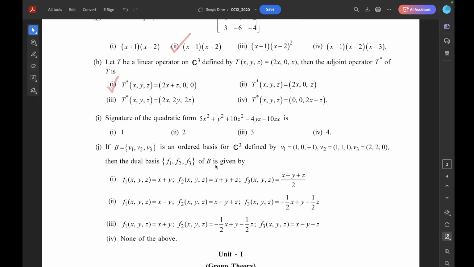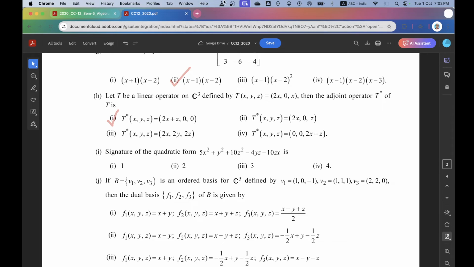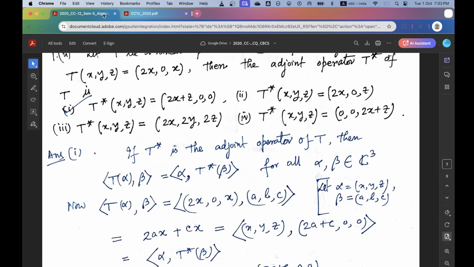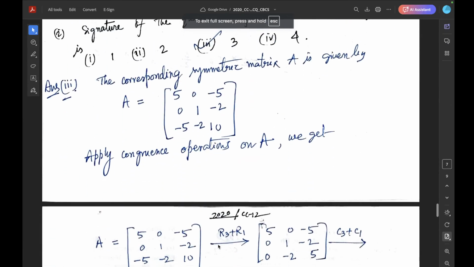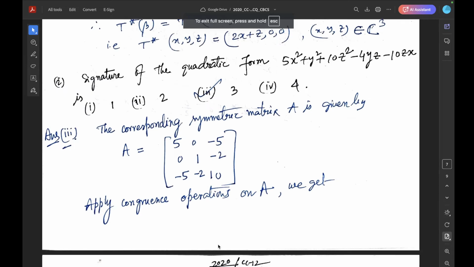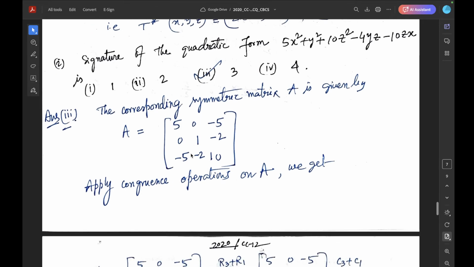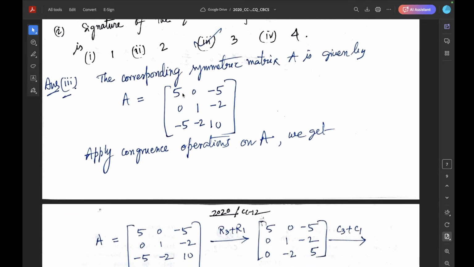Question I. The signature of the quadratic form 5x squared plus y squared plus 10z squared minus 4yz minus 10zx is what? The associated symmetric matrix A for the given quadratic form polynomial is A equal to the matrix with rows (5, 0, minus 5), (0, 1, minus 2), (minus 5, minus 2, 10).